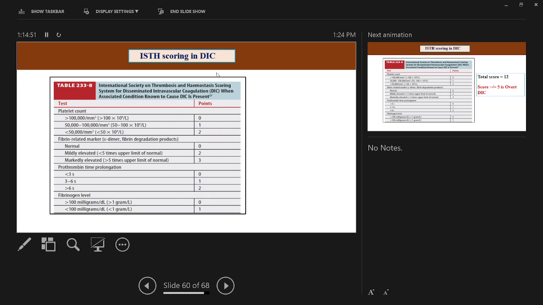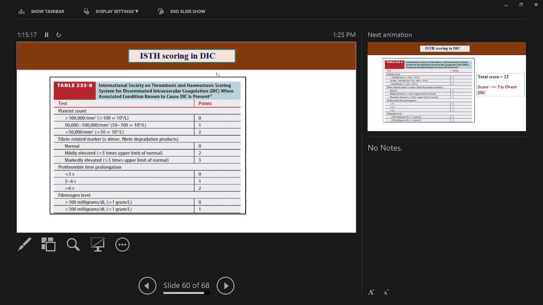And then followed by clotting factors. Coming to PT prolongation, less than 3 seconds is given a score of 0, 3 to 6 is given a score of 1, and more than 6 is given a score of 2. After this, we come to fibrinogen level. I'm progressing from primary hemostasis to clot dissolution so that you can remember it well. Fibrinogen levels of more than 100 are given a score of 0, and fibrinogen levels of less than 100 are given a score of 1.